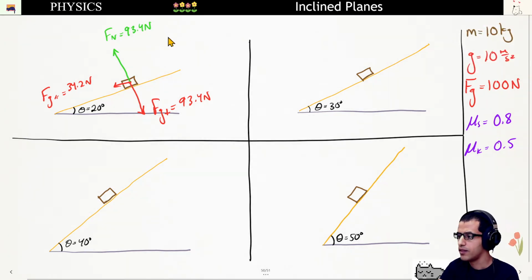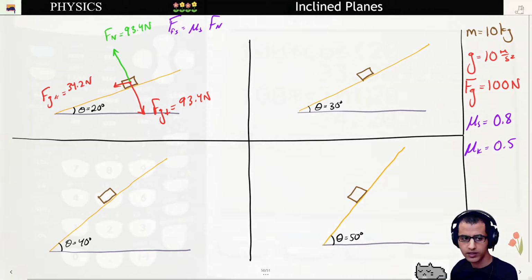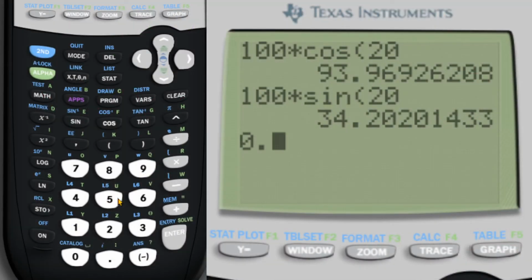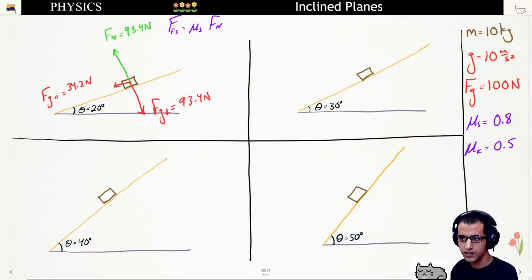So we're going to calculate the maximum force of static friction by using the equation force of friction static is equal to mu static times normal force. That's going to be equal to 0.8 times 93.4. So we have a maximum force of friction of 74.7, which is greater than this.